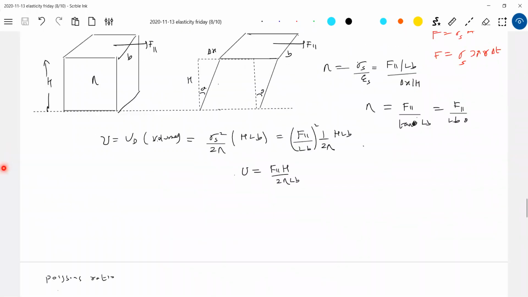Let's go for Poisson's ratio. I'll have water, or you just meanwhile look at this. I'll have water.